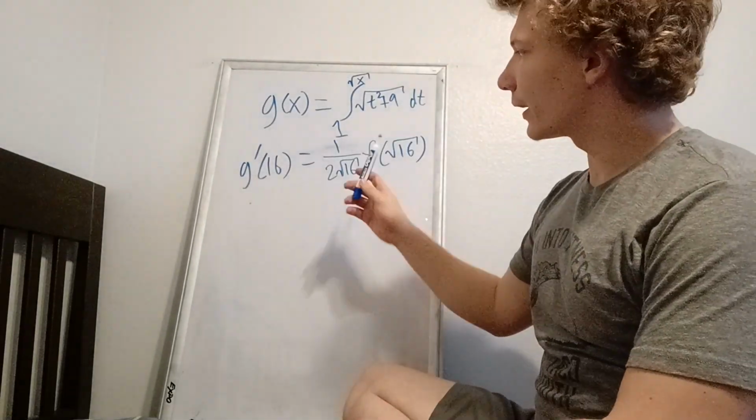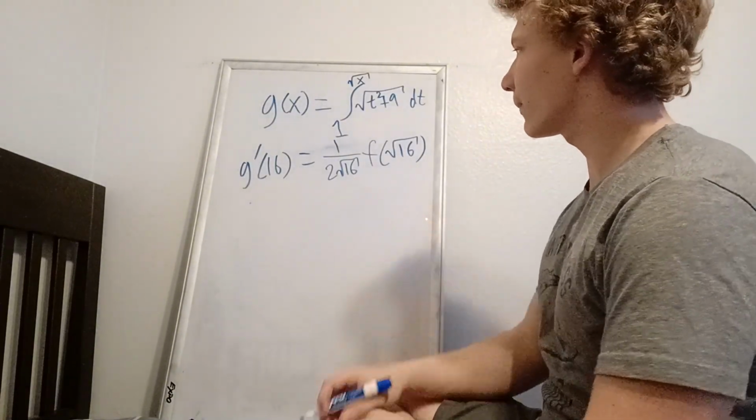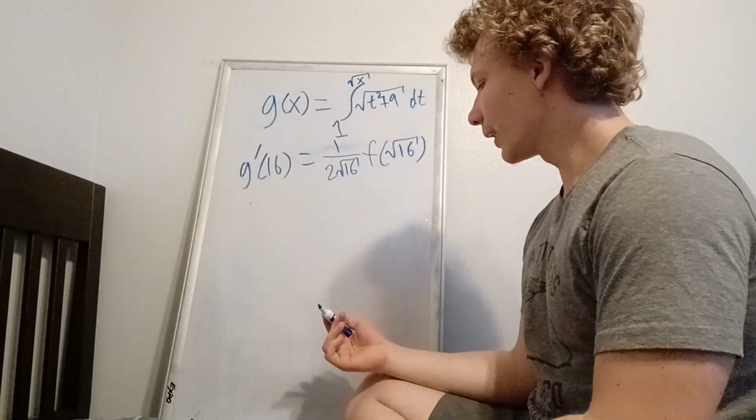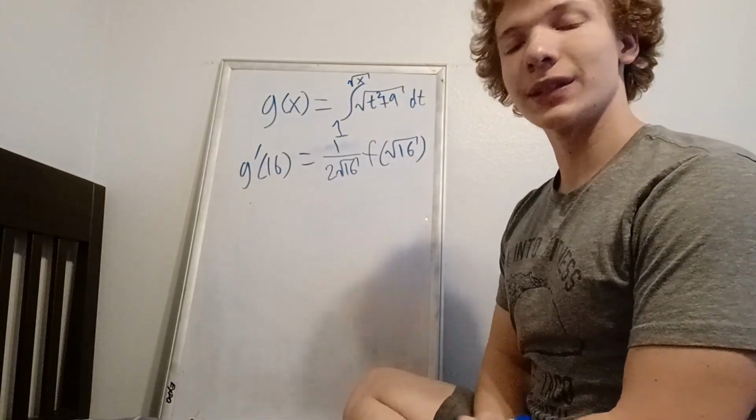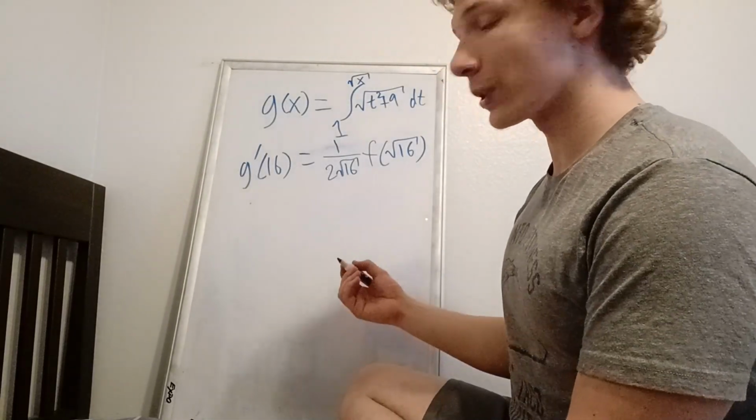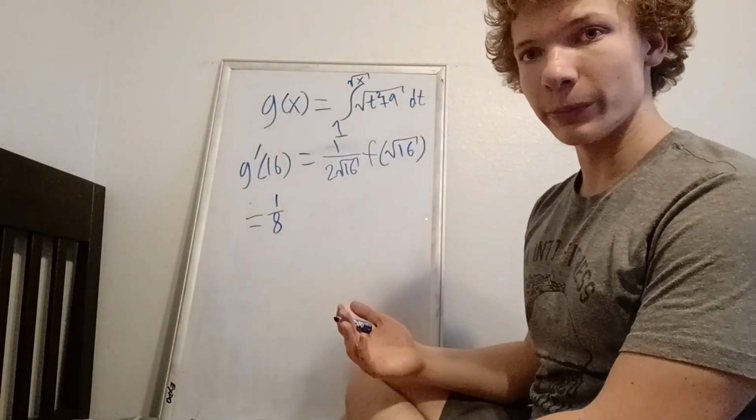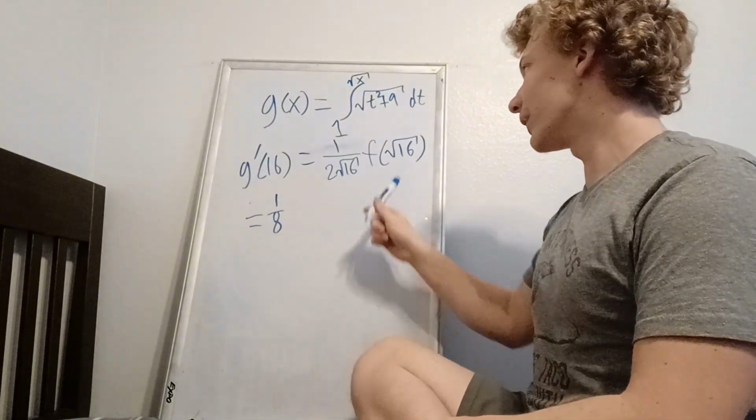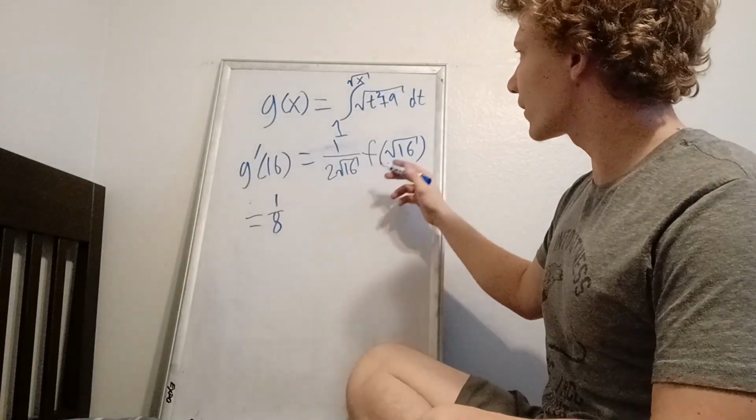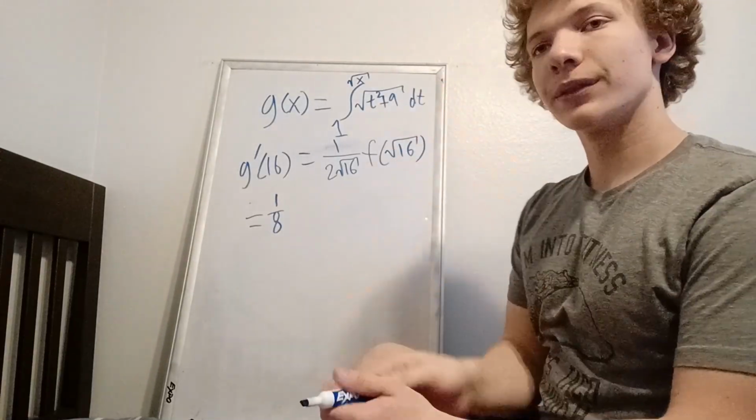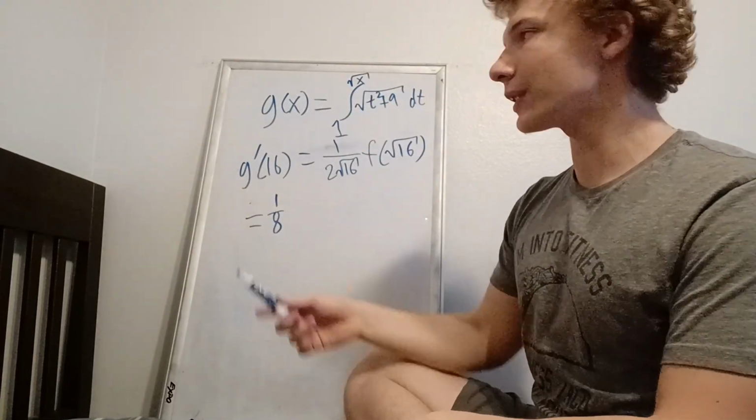Doing that, we will find this equation. 1 over 2 root 16 times f of root 16. All right, let's try and figure this out. 1 over 2 root 16, well, root 16 is just going to be 4, and then 4 times 2 is 8. So we're going to have 1/8, and then that's going to be multiplied by this function. What is this function? Well, it's just this function up here. If we plug in square root of 16 into this t, well, square root of 16, and then we'll square it, so that'll just cancel, and we're left with 16.